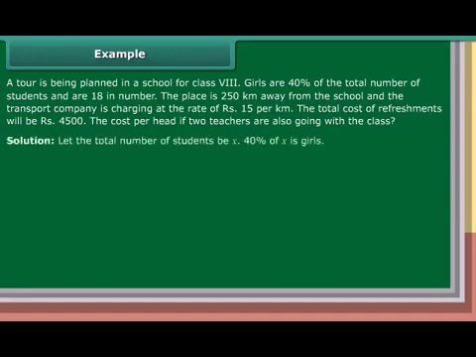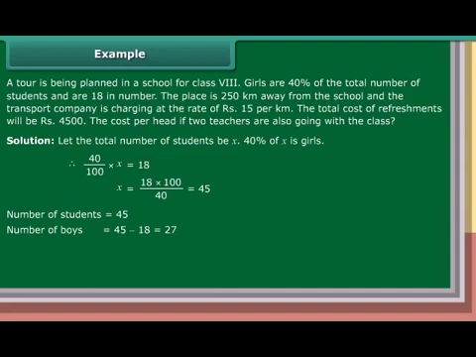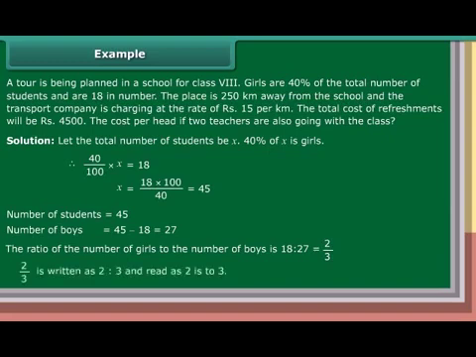Solution. Let the total number of students be X. 40% of X is girls. Therefore, 40 upon 100 into X is equal to 18. X is equal to 18 into 100 upon 40, which equals 45. Number of students is equal to 45. Number of boys is equal to 45 minus 18, which is 27. The ratio of the number of girls to the number of boys is 18:27, which is equal to 2 upon 3. 2 upon 3 is written as 2 upon 3 and read as 2:3.